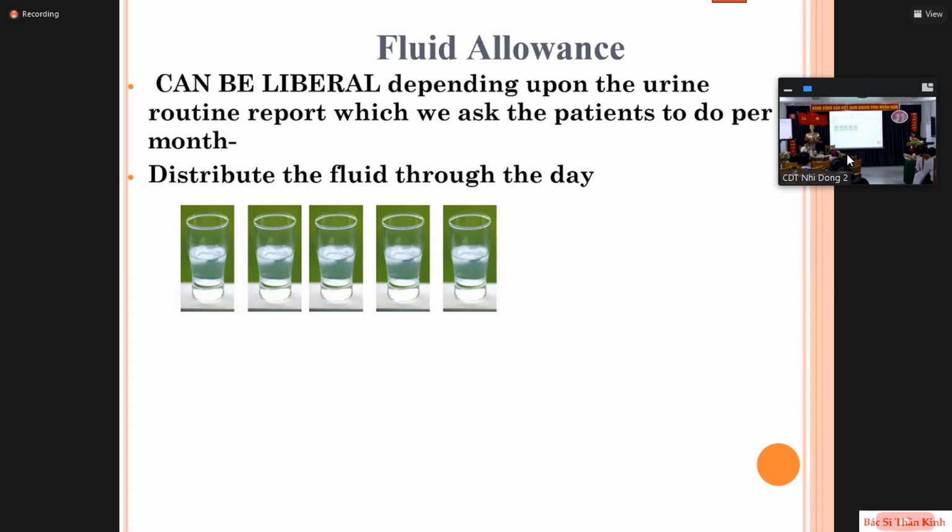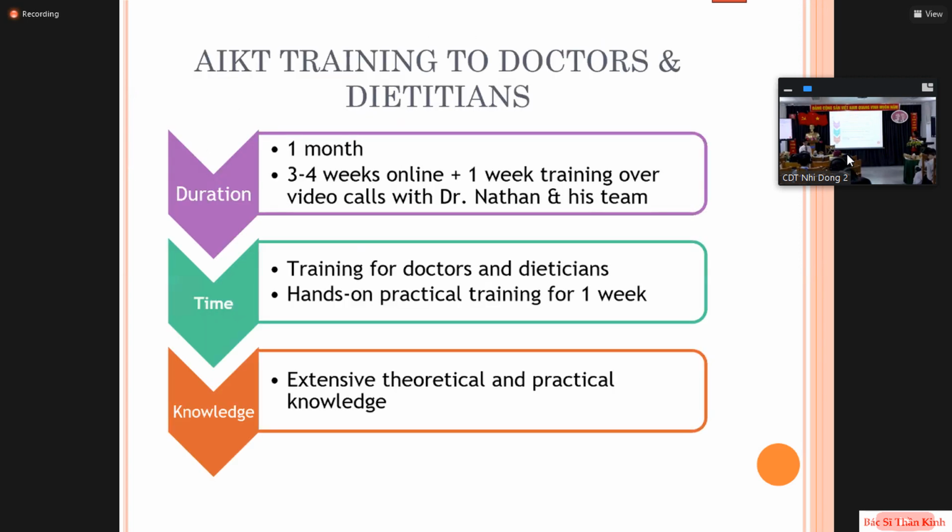So one of the indicators where we know whether the patient is drinking adequate amount of liquid is we ask them to check the urine color. It has to be pale yellow in color, so that indicates that they're drinking adequate amount of water. In case it's very dark yellow, they know that the patient is dehydrated. They have to increase the intake. And similarly, if it is very light colored, then they have to reduce the intake. So they have to adjust it accordingly.